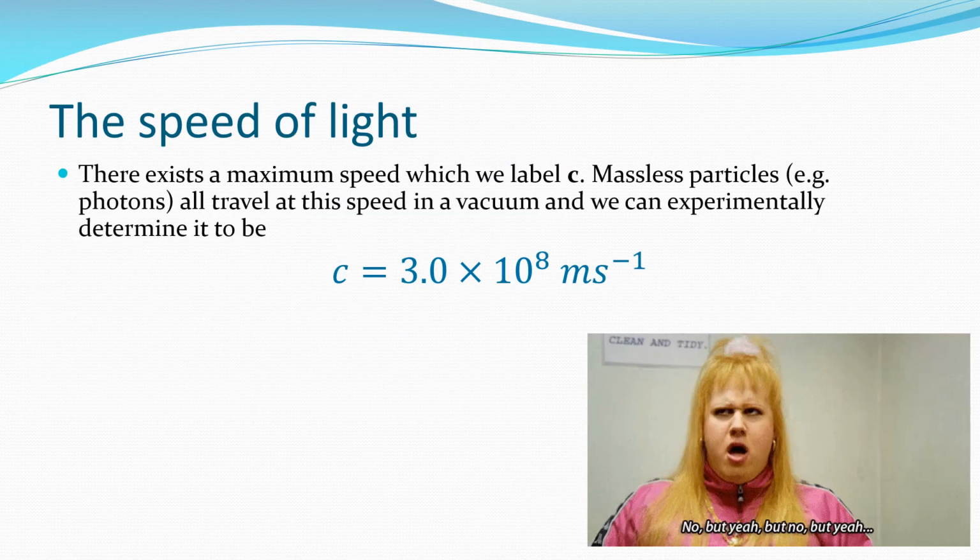All right, so the speed of light. There's a maximum speed, which we call c. We've mentioned this a few times before. We consider light to be massless particles, and we refer to photons. They travel at this speed, 3 by 10 to the 8 meters per second. You could say it a few different ways, 300,000 kilometers a second, whatever it is, it's very fast. And that is our maximum speed limit.